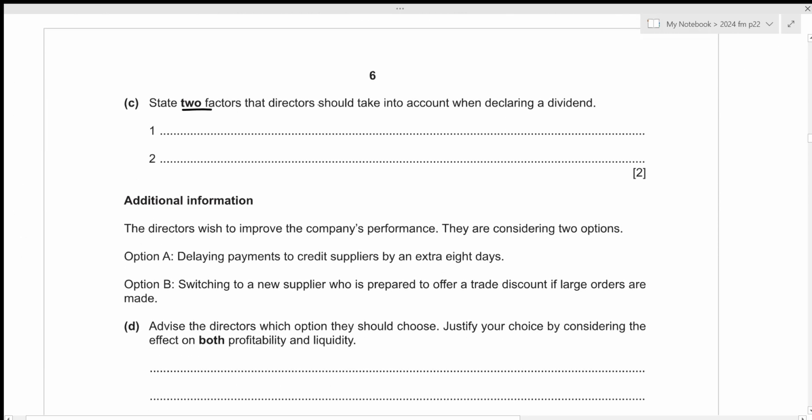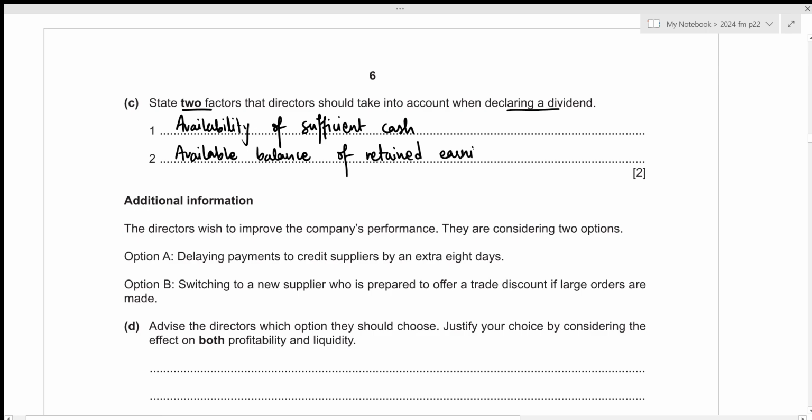We now need to say two factors that the directors should take into account when declaring a dividend. So for dividend, the two factors to be considered are our cash available within the business and the available balance of our retained earnings. Let's write it down. So availability of sufficient cash and the available balance of retained earnings.